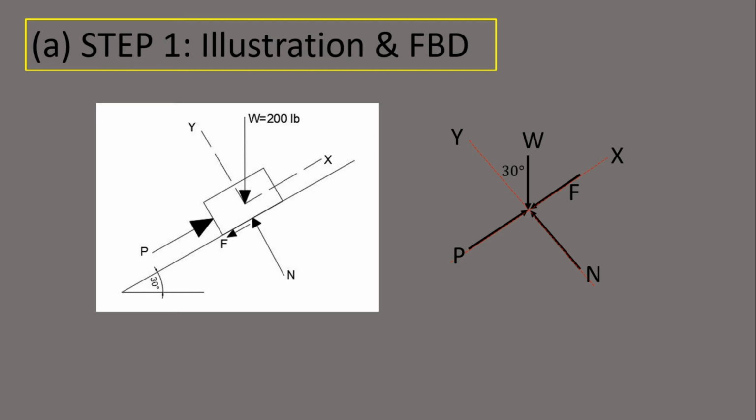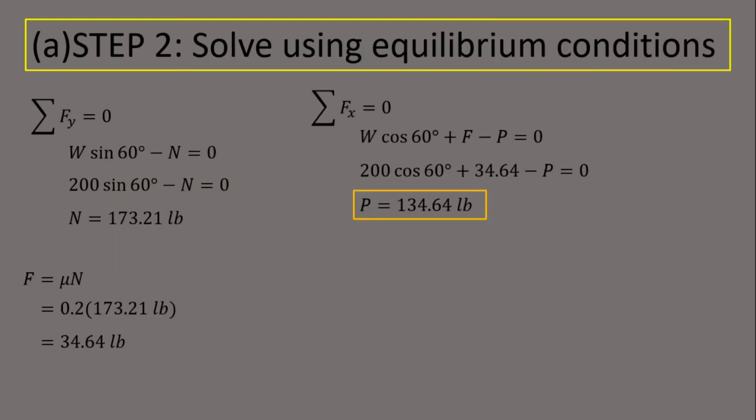So kukunin natin as y-axis yung along the normal force, and then yung x-axis natin will be along dun sa force P. So to solve that, since condition for equilibrium, we have summation of forces ng ating vertical ay 0, or the y forces ay 0. So we have weight ng body times sine 60 degrees minus yung normal force along the y-axis is equal to 0. So meaning ang ating normal force ay 173.21 pounds. And then to get the frictional force, since meron na tayong normal force, makukuha natin siya by mu N. So the coefficient of static friction ay 0.2 times the 173.21 pounds, which is 34.64 pounds.